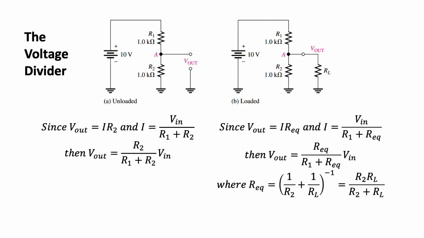Let's consider the values given in the figure. In the ideal case, with Vin equals 10 volts, R1 and R2 are both equal to 1 kilo ohm. Vout is calculated to be 5 volts, since Vout is just 1/2 of Vin, which is 10 volts. The current through R2 is 5 milliamperes, because Vin is 10 volts and R1 plus R2 is 2 kilo ohms.